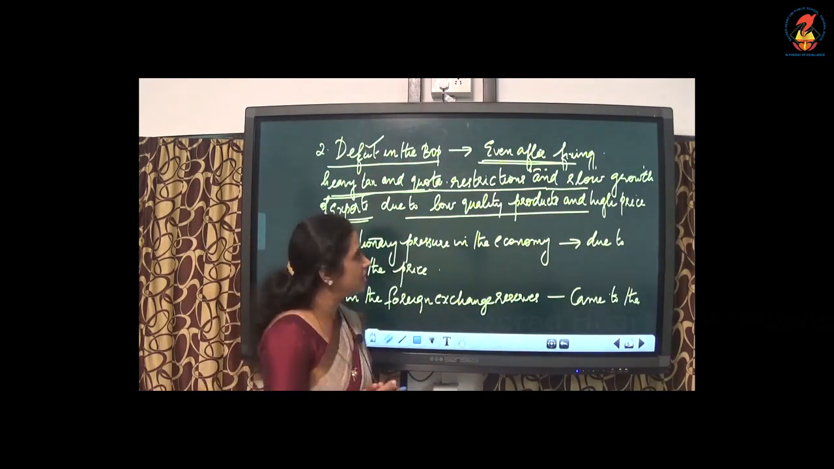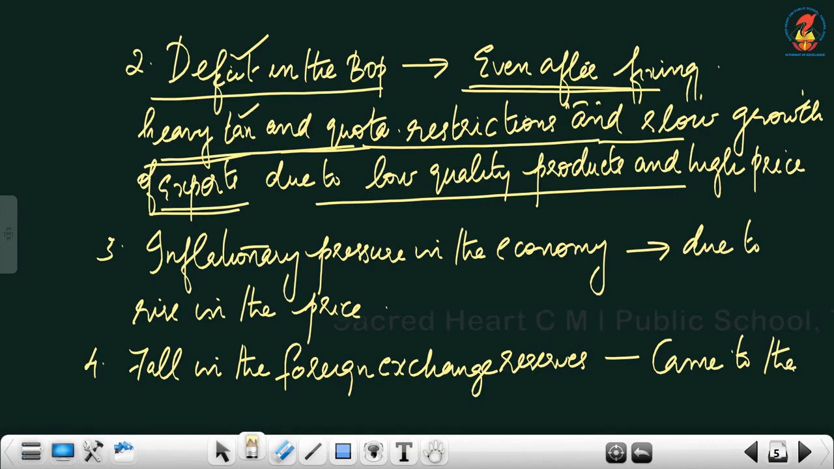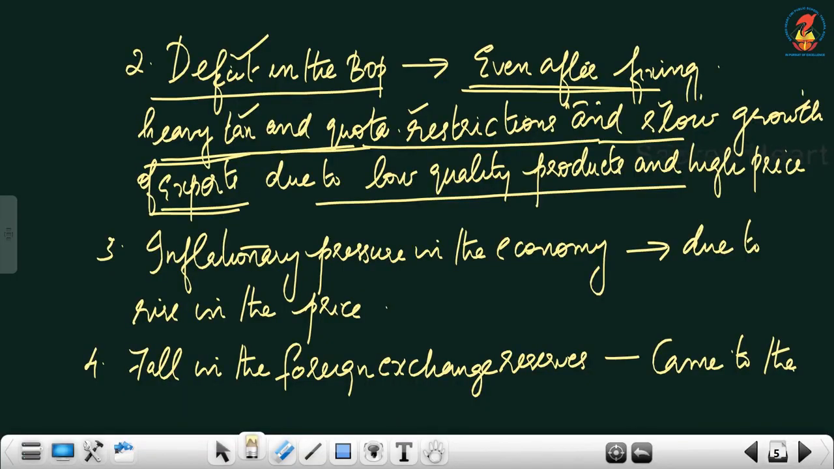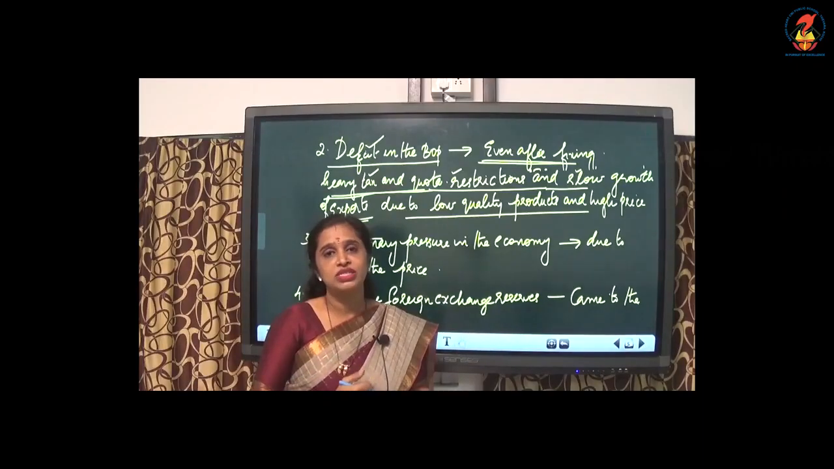I hope these 2 points are clear to you. Even after fixing heavy tax and quota restrictions on imports, imports were still flowing to India for necessary items that we couldn't control. We were not able to produce that. We didn't have the technology to produce that. So those imports were flowing to our country. Therefore, our money went outside, causing a deficit in the balance of payment. Then the next one is slow growth of export. In order to overcome that import, we couldn't encourage our export also, because other countries were not having a free movement of goods and services with India.